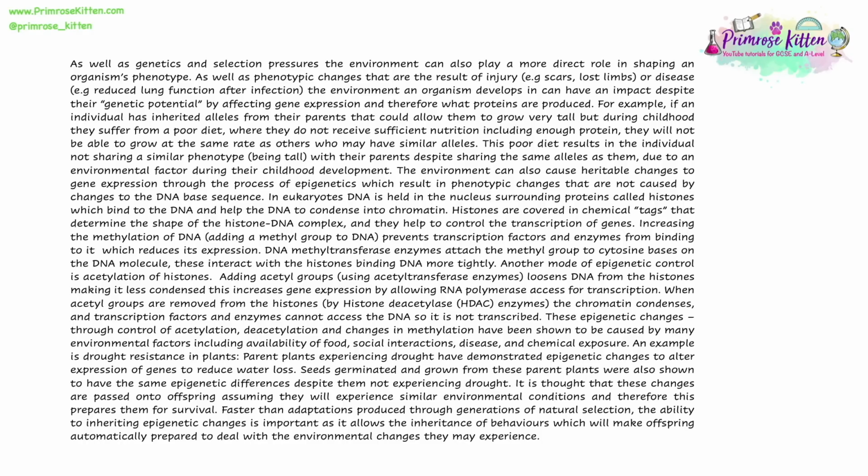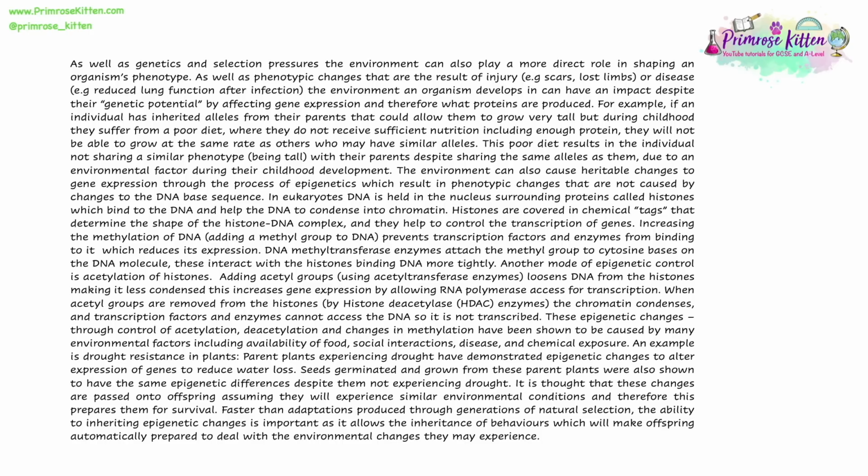For example, if an individual has inherited alleles from their parents that could allow them to grow very tall, but during childhood they suffer from a poor diet, where they do not receive sufficient nutrition, including enough protein, they will not be able to grow at the same rate as others who may have similar alleles. This poor diet results in the individual not sharing a similar phenotype, being tall, with their parents, despite sharing the same alleles as them, due to an environmental factor during their childhood development.